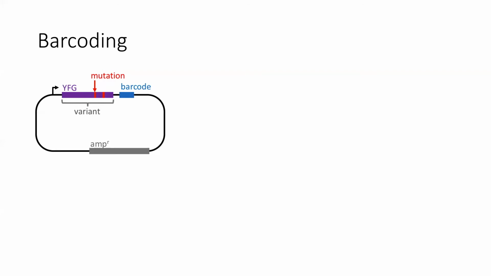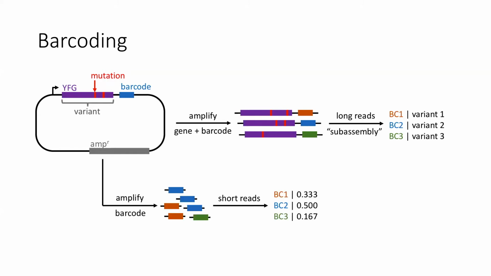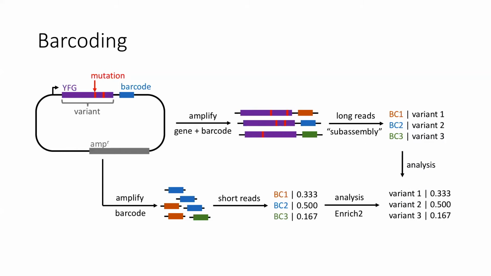And the way barcodes work is once you've added your barcode, you would then amplify the gene and the barcode together and do what people sometimes call subassembly or just assembly, using relatively long reads to sequence both your barcode and the variant together, and then create a map that links your barcode to your different variants. And then in a separate sequencing reaction, you can just amplify your barcodes without the coding region, and then use that to determine frequency. And then you can use your barcodes as a sort of key to link together your variants to the frequency.